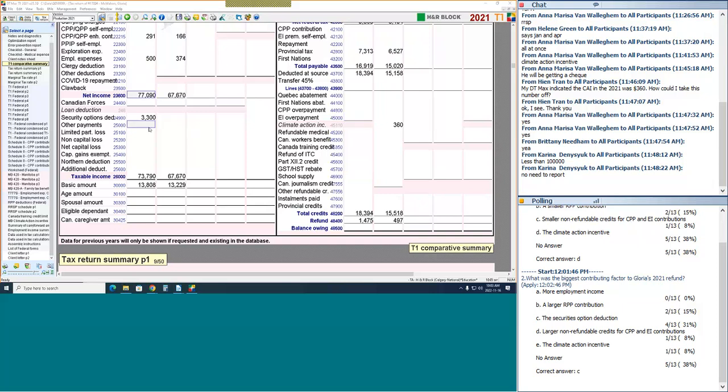If you said security options deduction, that is correct. So the reason her return is so different from the previous year to this year is that one. And then it's not climate action incentive because that actually did the opposite. Climate action incentive improved her refund last year and she got less this year. So that was not the correct answer. But security options was. So if that's true, what will next year be like for her? She's walking out today with over $1,000 in refund. What do we need to advise her for next year?